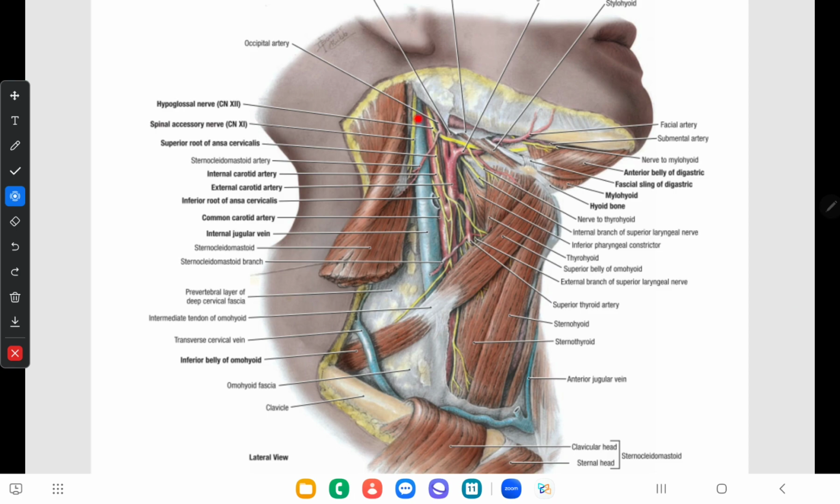So the medial relations are the wall of the pharynx and the internal carotid artery. This is the internal carotid artery, so it becomes a medial relation with the wall of the pharynx. Then the stylopharyngeus muscle, glossopharyngeal nerve, and the pharyngeal branch of the vagus nerve pass between the external and internal carotid arteries.